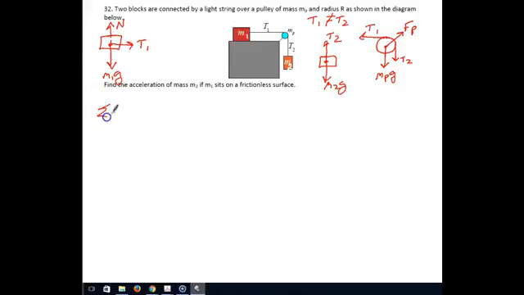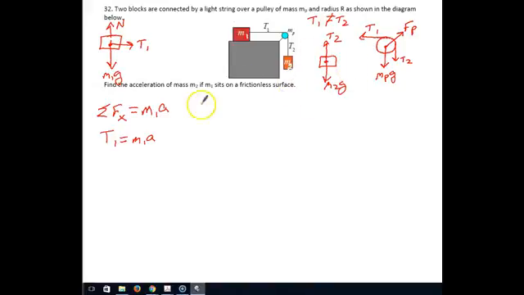Let's find out the sum of the forces in the x direction for this one. The sum of the forces in the x direction is equal to m1a, because I know that this thing is going to accelerate to the right. And the only thing that I have in the x direction is just tension. There's no friction here. So tension 1 is equal to m1a. That was pretty easy.